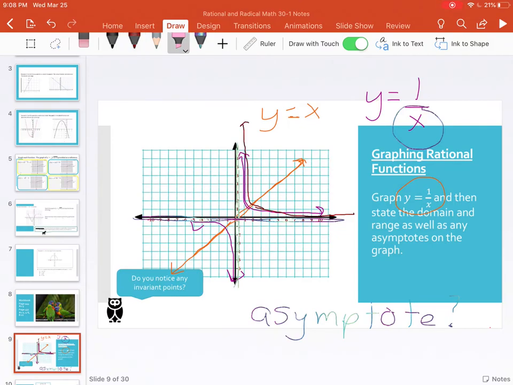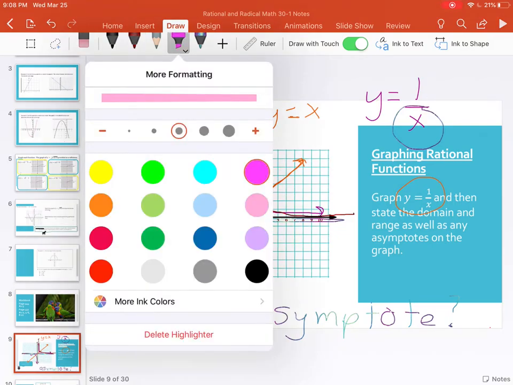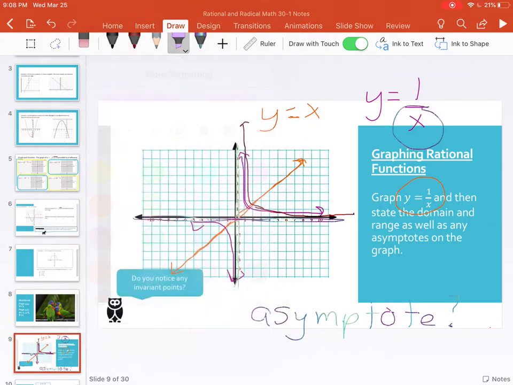Now the other thing I hope you noticed, and I'm going to use a highlighter this time. Let's go purple. Here's the little owl, and he says, do you notice any invariant points? When you graph these two graphs, there should have been 2 points that were in common: when y equals 1 and when y equals -1.